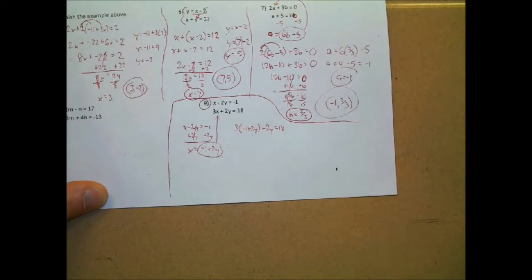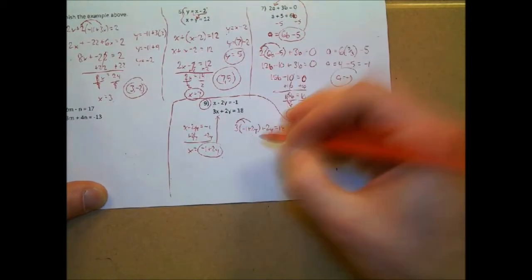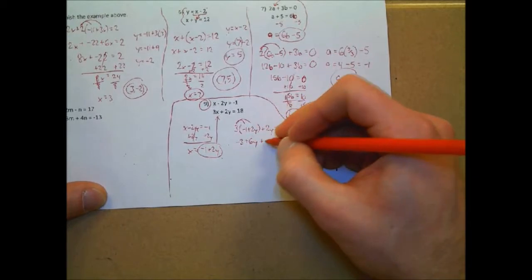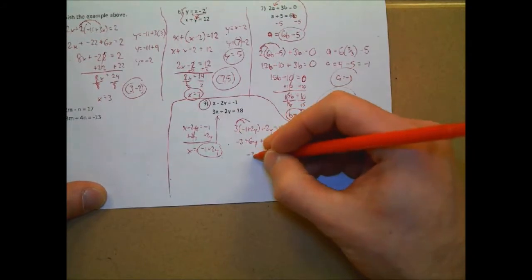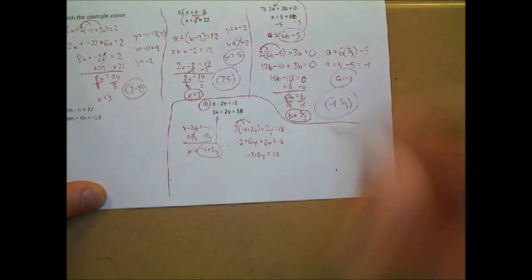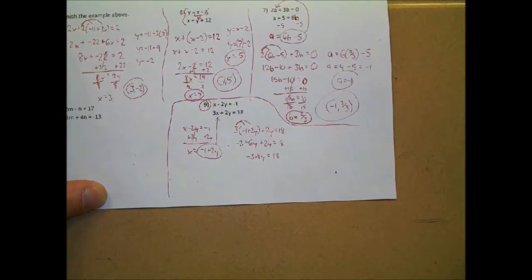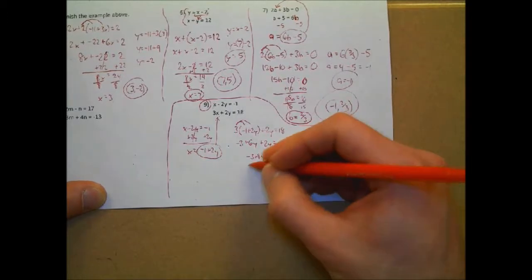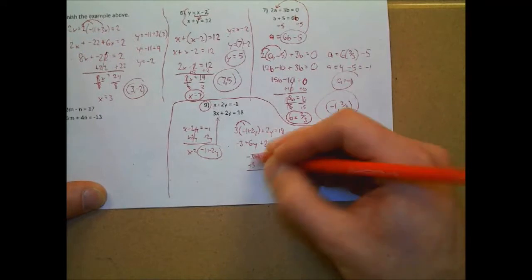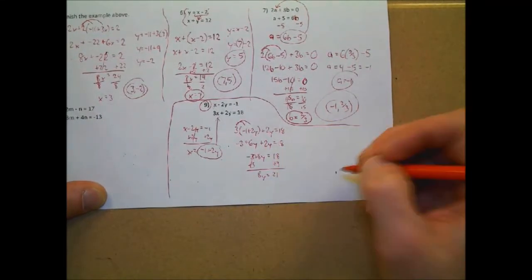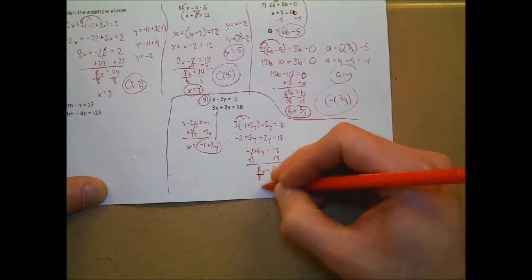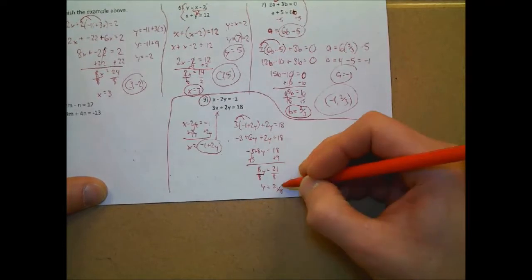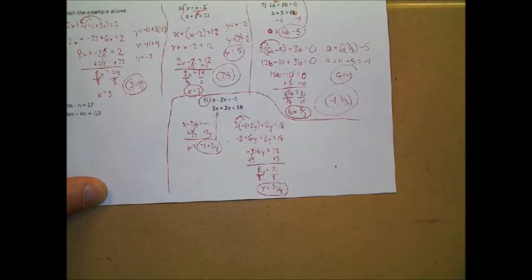Now what should we do to simplify here? Distribute. So we get negative 3 plus 6y plus 2y equals 18. Combine like terms, so 6 and 2 make 8. Not divide yet. What's our next step? Add 3 to both sides. We get 8y equals 21. And then divide both sides by 8. Y equals 21/8. Ugh. But that's it. That's right.